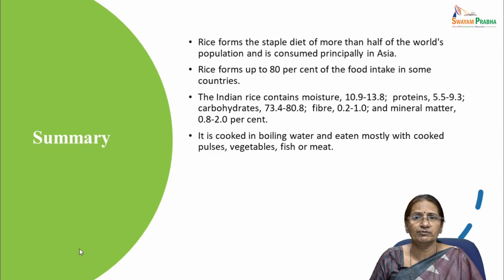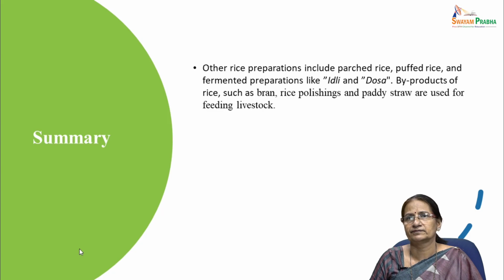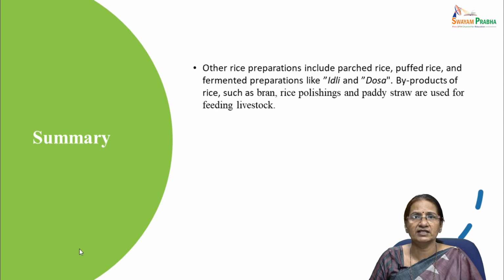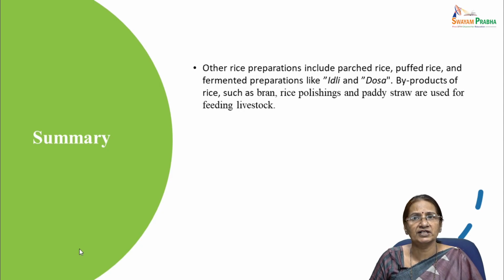It is cooked in boiling water and eaten mostly with cooked pulses, vegetables, fish or meat. In India, several types of dishes are prepared from rice, flavored with spices and other ingredients. Other rice preparations include parched rice, puffed rice, and fermented preparations like idli and dosa. Byproducts of rice such as bran, rice polishings, and paddy straw are used for feeding livestock.